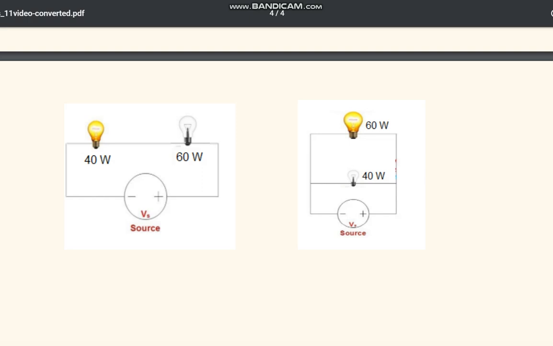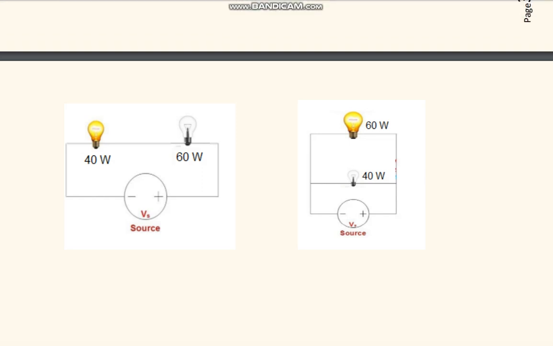Now let us compare the two situations in one diagram. Here, as we have done in question 2 and question 3, the two bulbs are first connected in series and then connected in parallel in the second diagram. So we see here that when the two bulbs are connected in series, the 40 watt bulb is glowing brighter. But when the same two bulbs are connected in parallel, the 60 watt bulb is glowing brighter. All this we have inferred from our calculations. So that is how you solve questions based on power ratings and brightness of bulbs when connected in different combinations.